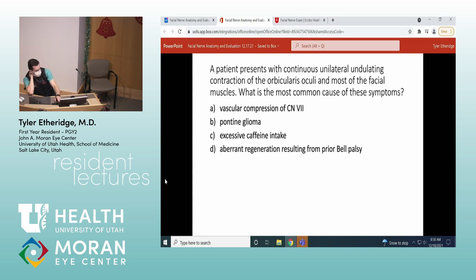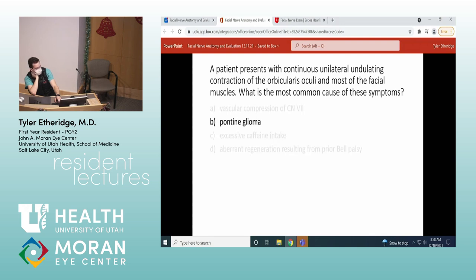Anyone have a guess? How old is it? They didn't tell you. Yeah. Correct. It's pontine glioma is the most common cause.